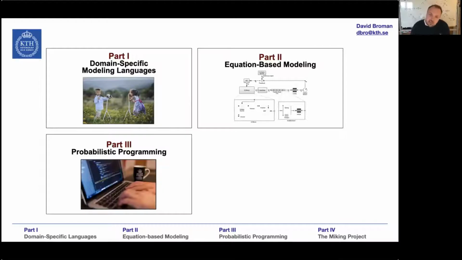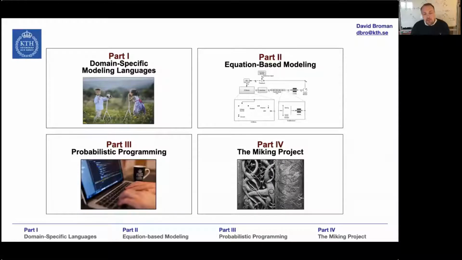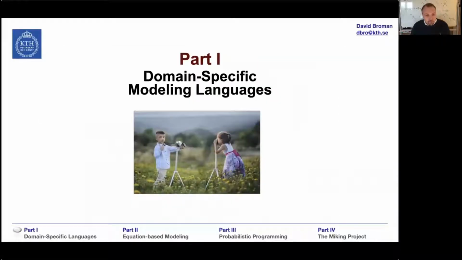And then take the other kind of domain-specific modeling language called probabilistic programming, that is more like a family of languages rather than one language. And then I will say a few words on an ongoing project that we recently started that is related to these things. Okay, so domain-specific modeling languages, what is that?